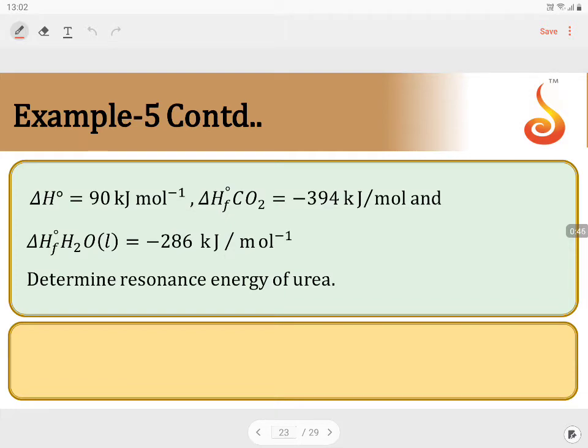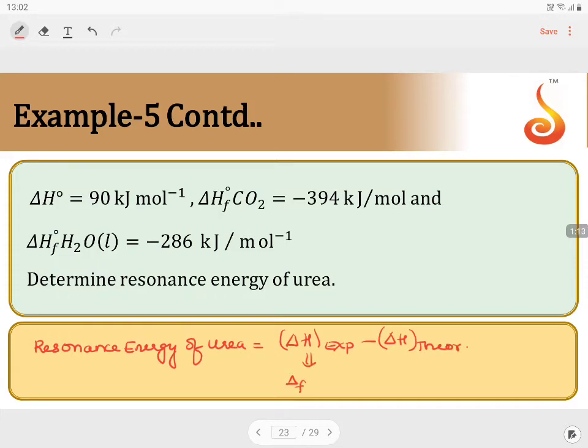Having all this data, how to find resonance energy? The formula for resonance energy of urea is equal to experimental enthalpy minus theoretical enthalpy. Where do we get this experimental? From the enthalpy of formation of urea. And where do we get the theoretical? From bond energy calculations of urea.